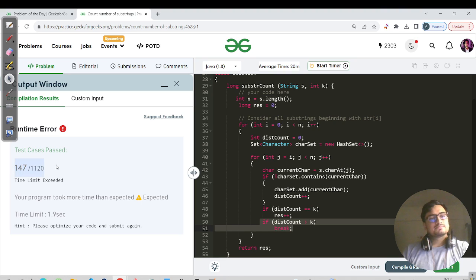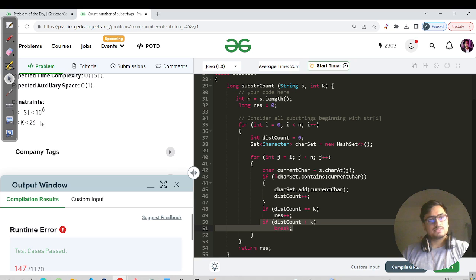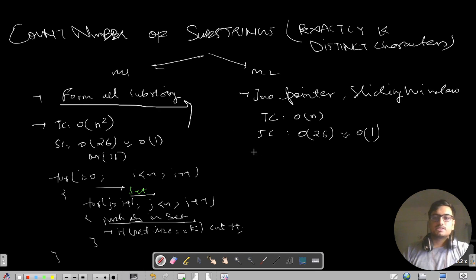So you can see for 147 it passes. For all the rest of the cases we got the TLE, and let us do a constraint analysis as well. So it is 10 power 6, and we are using n squares. We are using 10 power 12 iterations, which is definitely greater than 10 power 8, and that is why we are getting a TLE. Let us move ahead with the optimized one.